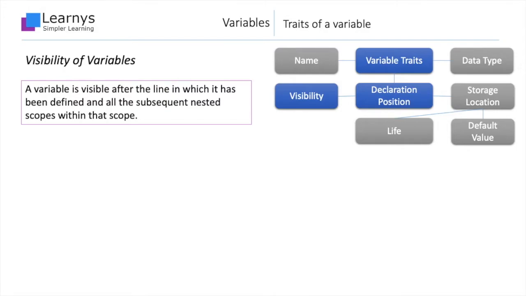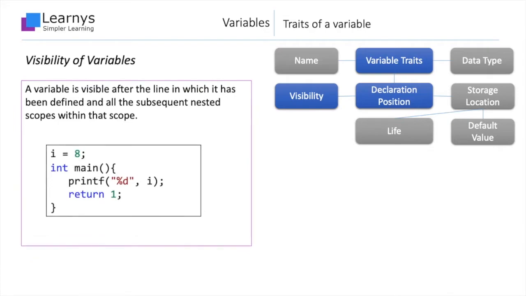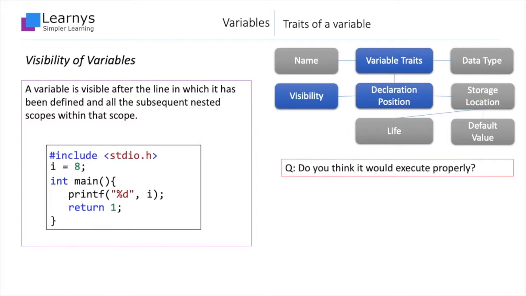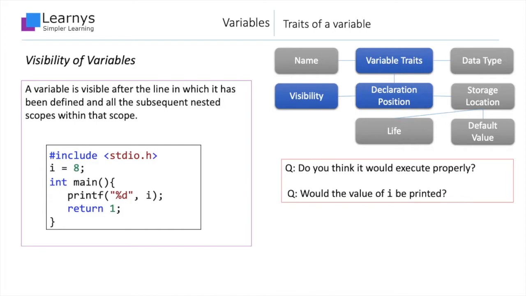Let us see this content in execution. Consider the following example. Do you think it would execute properly? Would the value of I be printed? The above code is valid. The variable I has been defined within the file scope at line 2 and it is accessed in the block scope between lines 3 and 6. Variable I is a valid call and would result in the value of 8 being printed.